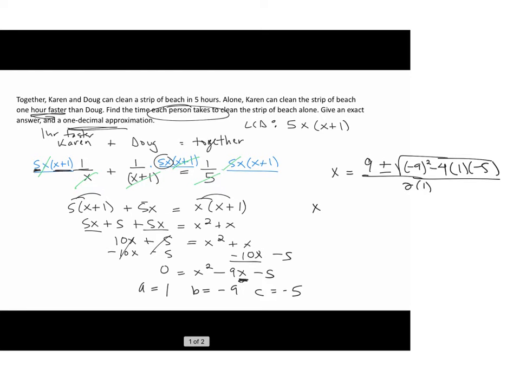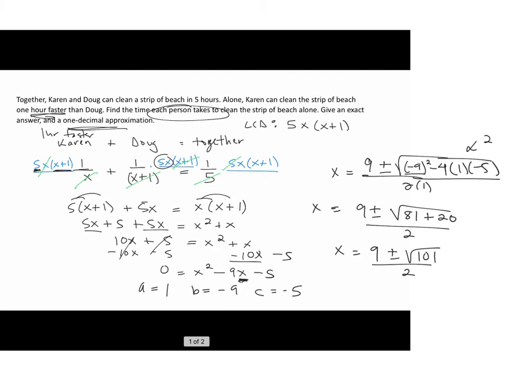Okay. Let's simplify what we have in the radical. Negative 9 squared is 81. There's 2 negatives, so that'll be plus. 4 times 1 is 4, times 5 is 20. And in the denominator, 2 times 1 is 2. We can add together 81 plus 20, that's 101.